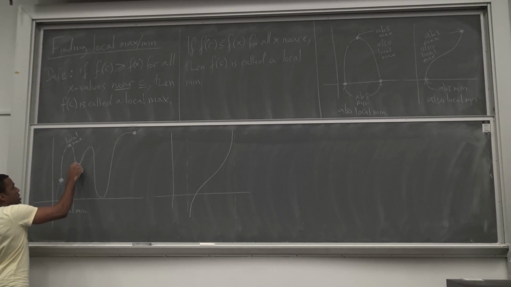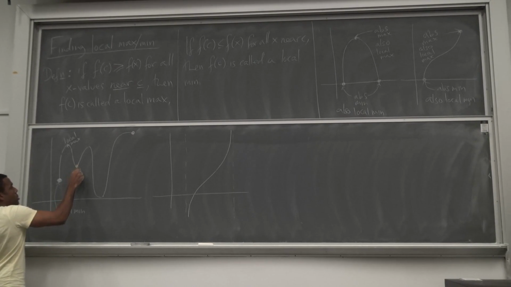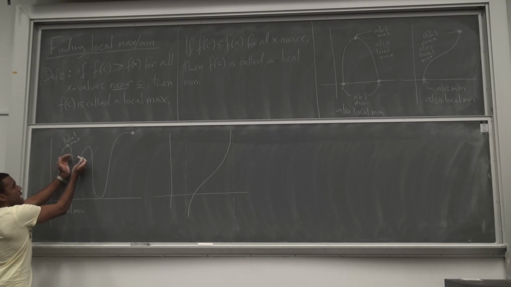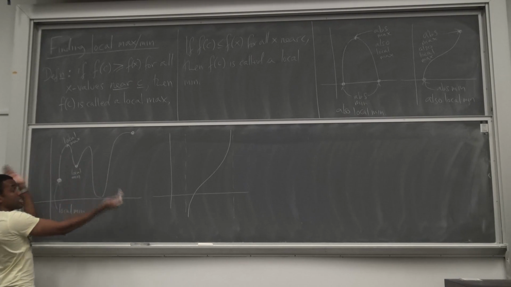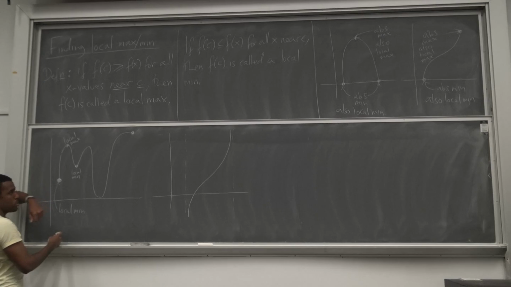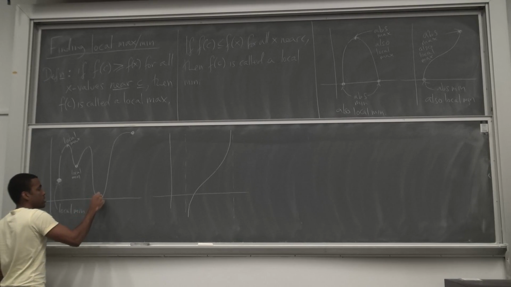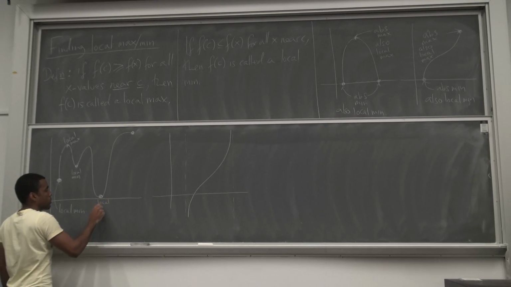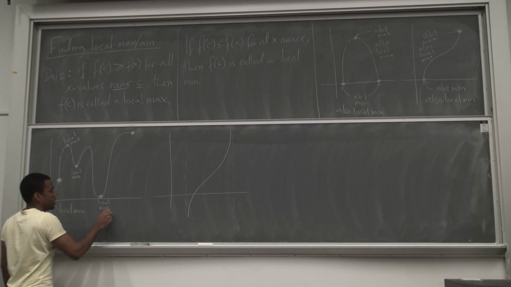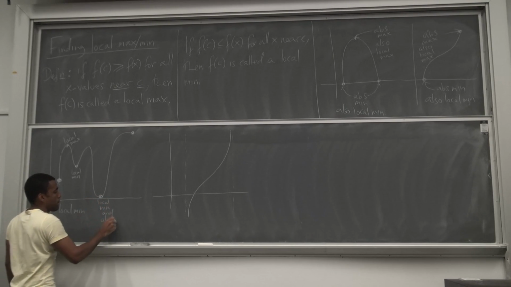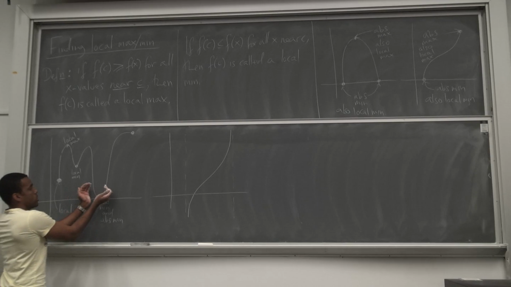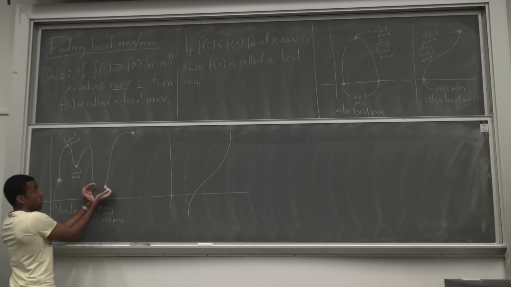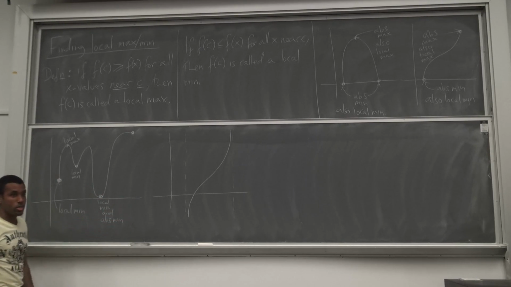Similarly here, this guy is a local minimum, because in that region, he's the smallest. He's not the smallest in general, so he's not an absolute minimum. This guy here is a local min and an absolute min, right? Locally, in that region he's the smallest, but also he's the smallest in general. So he's both local and absolute.